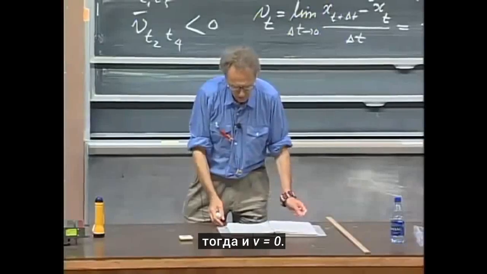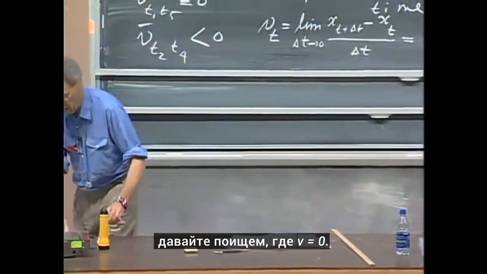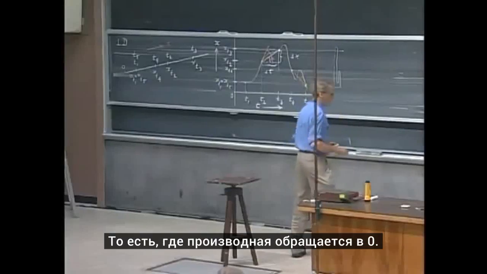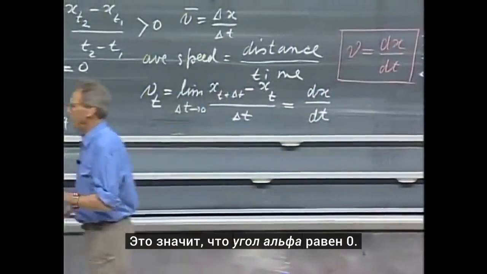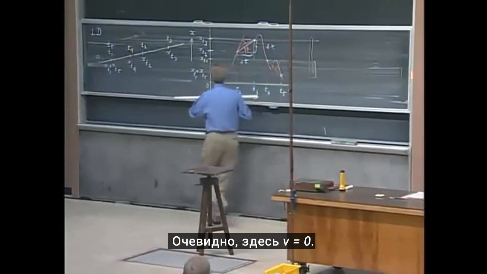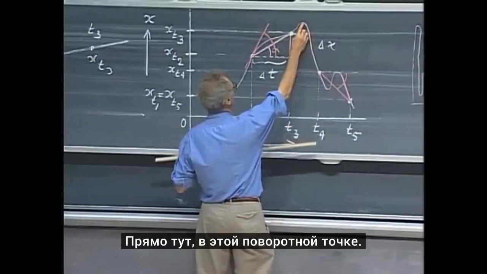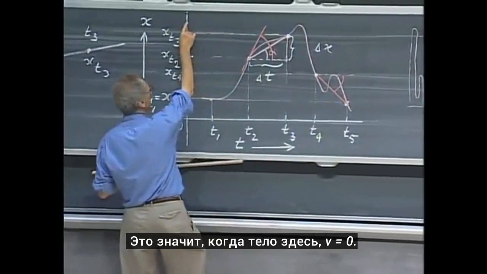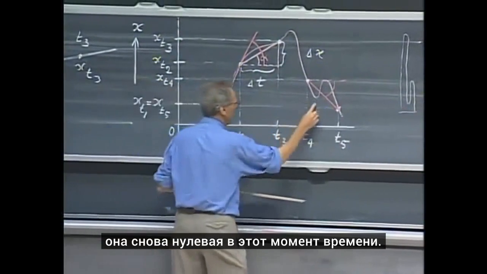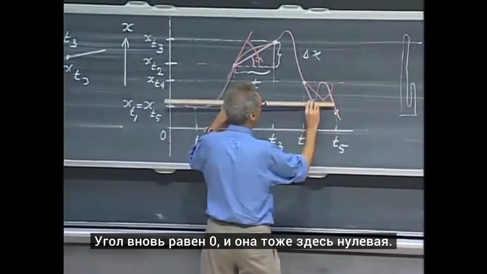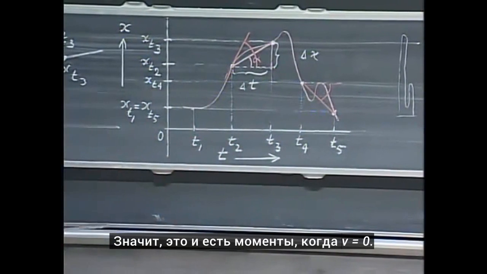the velocity is 0. So if we now look at this plot, we can search for the times that the velocity is 0. So you have to look for the derivative being 0. That means the angle alpha being 0. Clearly here, the velocity is 0. Right here at this turning point, that means when the object is here, it is 0. When the object is here, it is again 0 at this moment in time. Again, the angle is 0. And it is again 0 here. So those are the times that the velocity is 0.